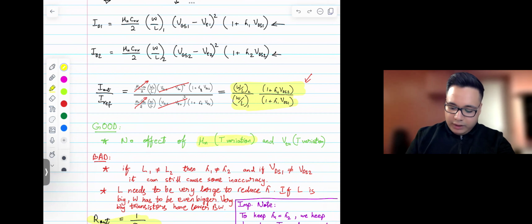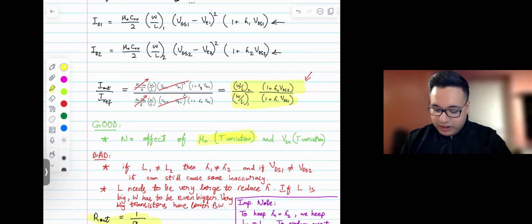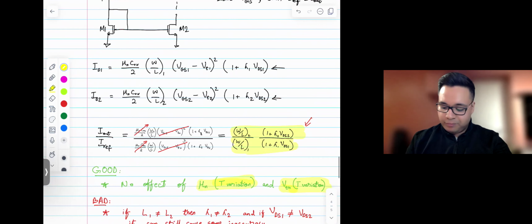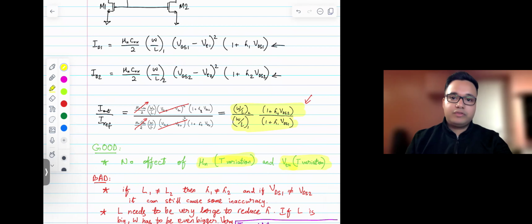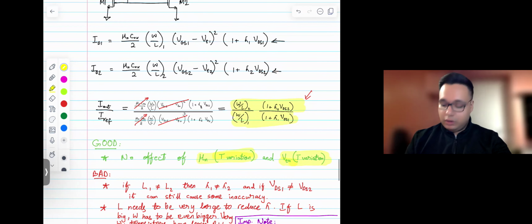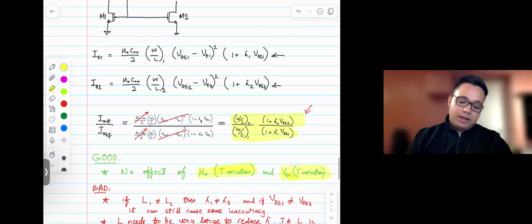No effect of mu n due to temperature variation. And then again, same thing for VTN. You don't see threshold voltage in the final expression for the two transistor current mirror, right? So we have sort of suppressed the effect of VTN dependency on temperature as well. Now, let's start thinking about some of the downsides.